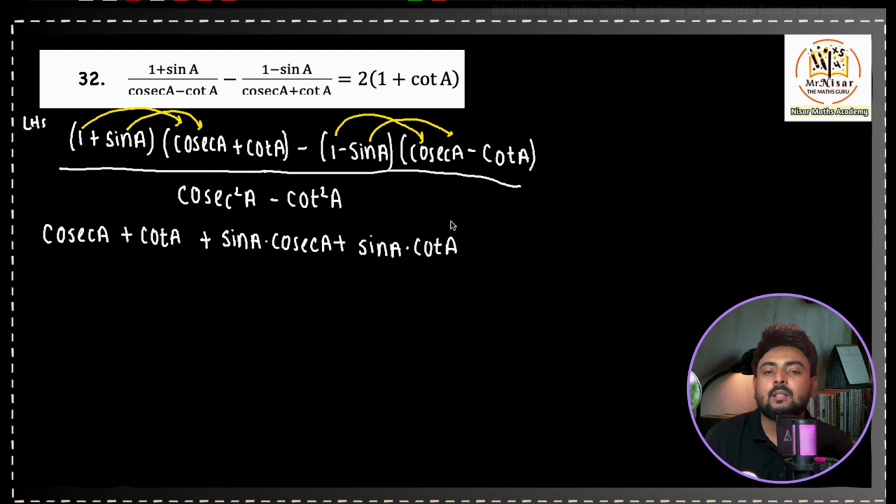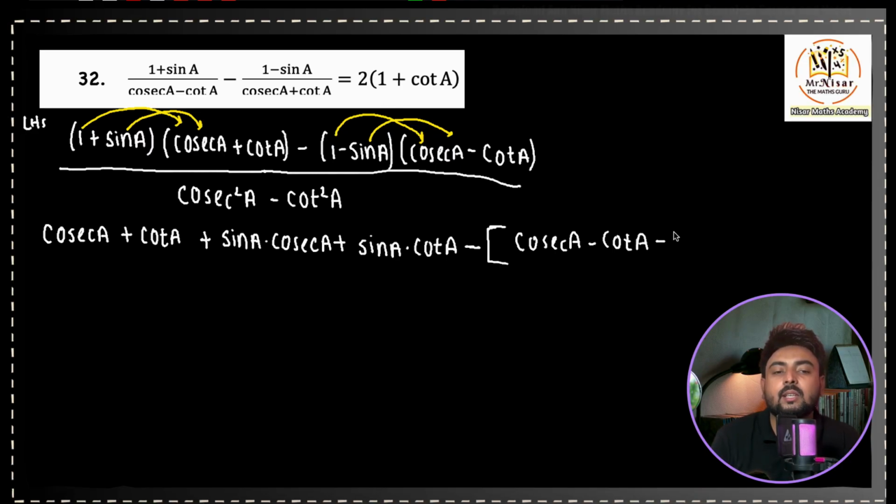Now, children, to make it easy for you and to avoid confusion, I'll write this minus sign here, and this multiplication I'll do in the bracket. Why? Because when you open the bracket, the signs will get changed. So 1 multiplied by cosec A, it will be cosec A, minus 1 into anything will be the same. Then minus, I have minus sin A into cosec A, and minus into minus is plus sin A into cot A.